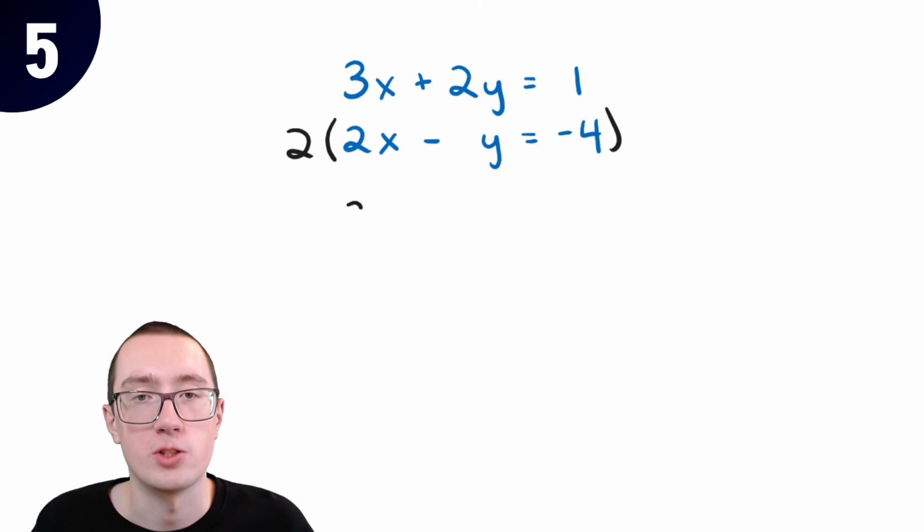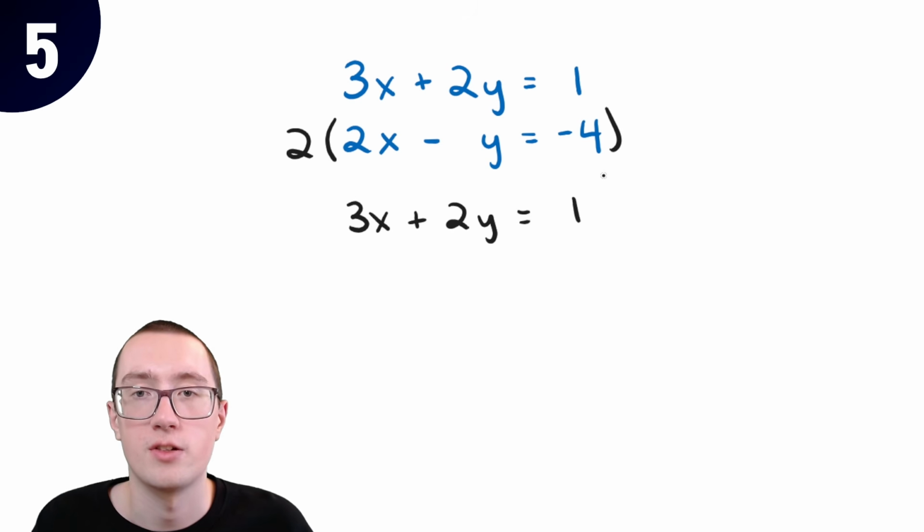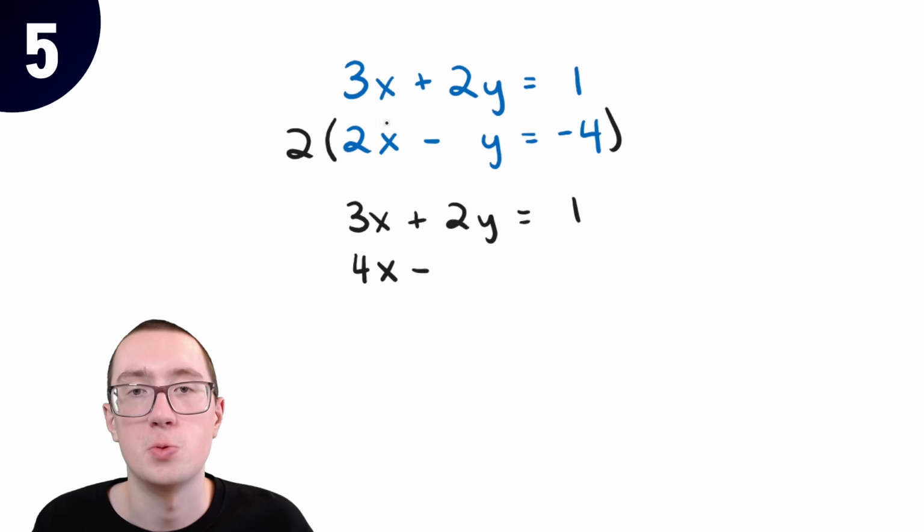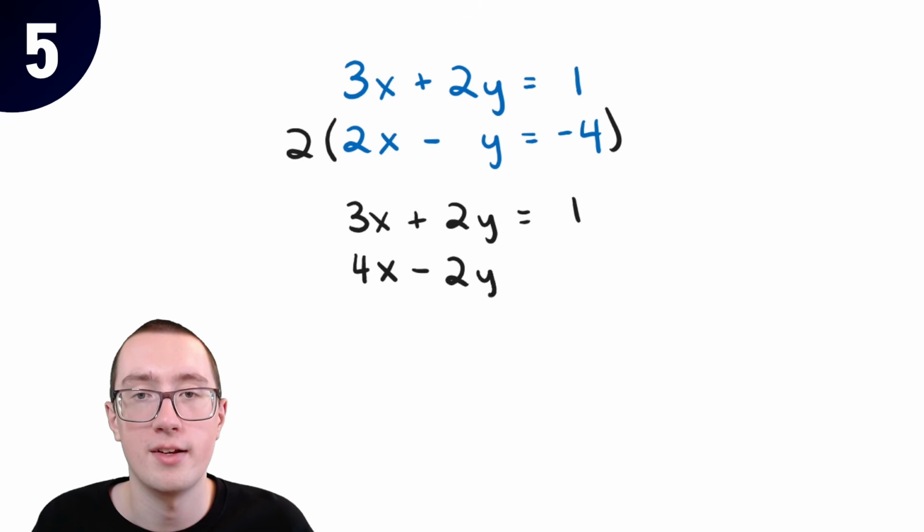So this first equation is going to stay exactly the same. But in the second equation, I'm going to multiply everything by 2. So 2 times 2 is 4, so 2x is going to become 4x. Then here we've got minus 2 times y, that's just minus 2y. And then we have 2 times negative 4. 2 times 4 is 8, and we have one minus sign, so the minus sign stays.